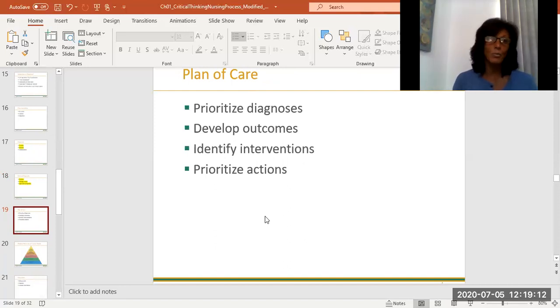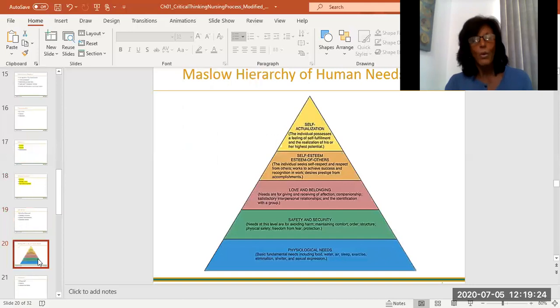Because you may have a patient with 7 or 8 nursing diagnoses, but which ones are the most important ones that are more critical to their well-being? Okay, and how do we come about prioritizing? Well, here's Maslow's hierarchy. Maslow's hierarchy would be the second thing that you would use to prioritize. The first thing you would use are ABCs: airway, breathing, circulation.